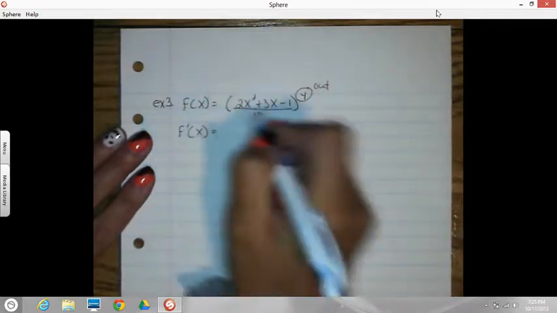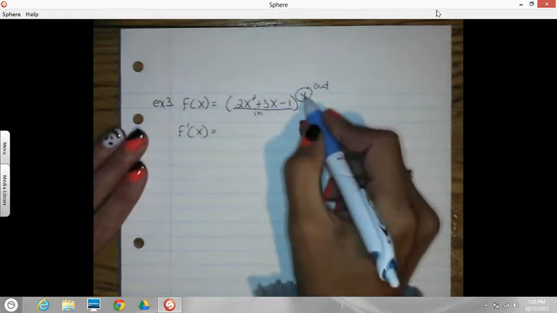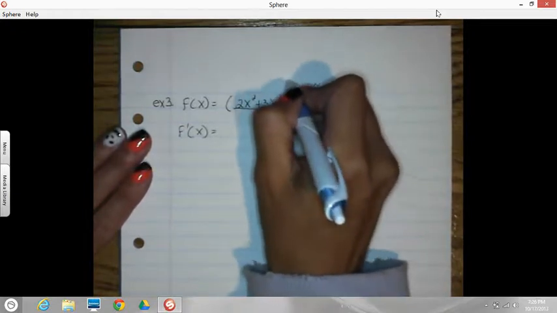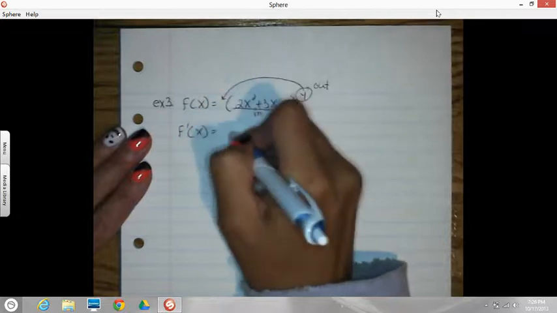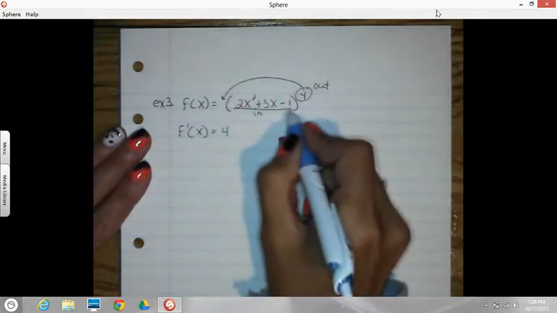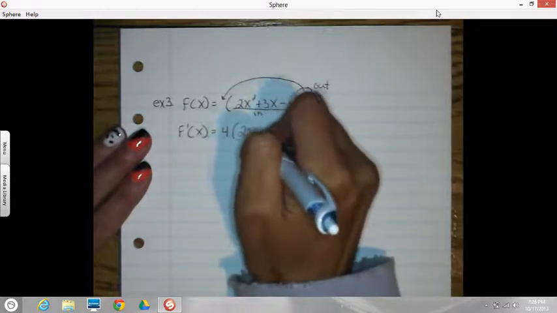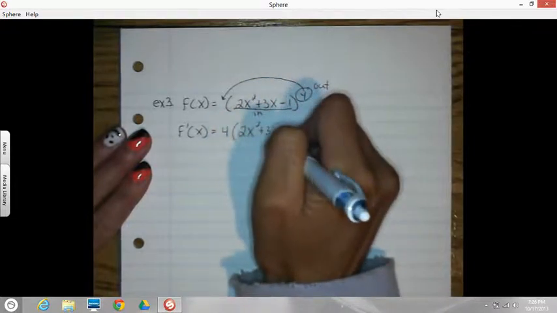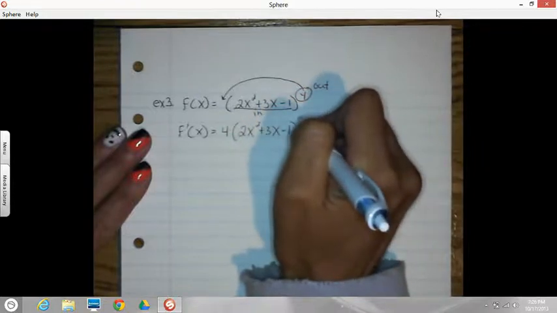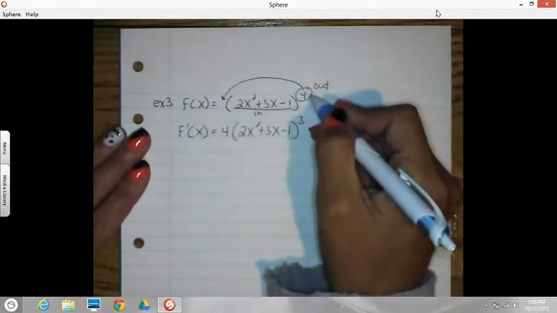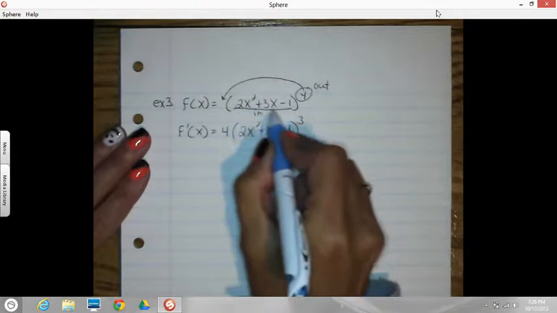So because my outside is a power, I do power rule. Power rule says bring that down as a multiplier. Keep the inside the same. Raise it to the 1 less power. That'll now be cubed. So the outside, the power rule is done. Now I still have to multiply by the derivative of the inside.